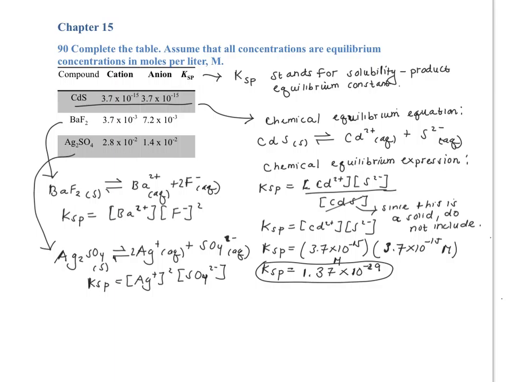Okay, this video is to help you with exercise 15, problem 90. In this problem, we're asked to calculate Ksp. Ksp is for when you have insoluble products, when you have a precipitate, the formation of a precipitate.